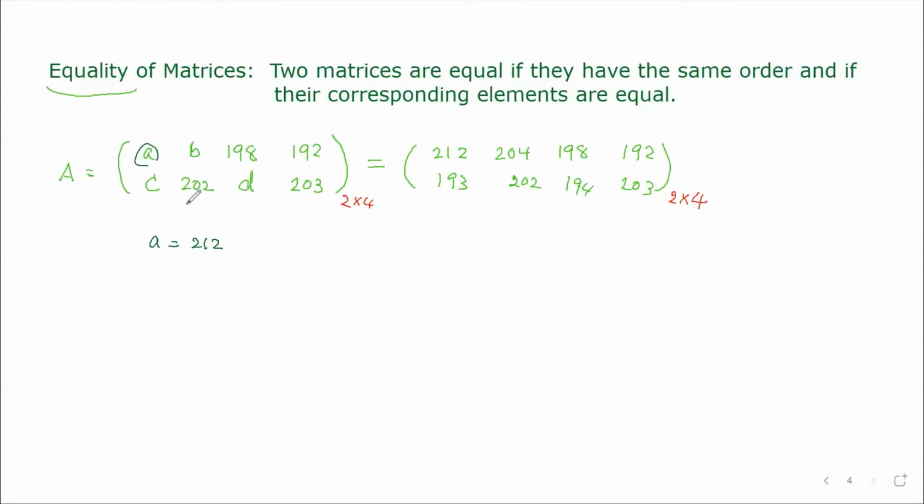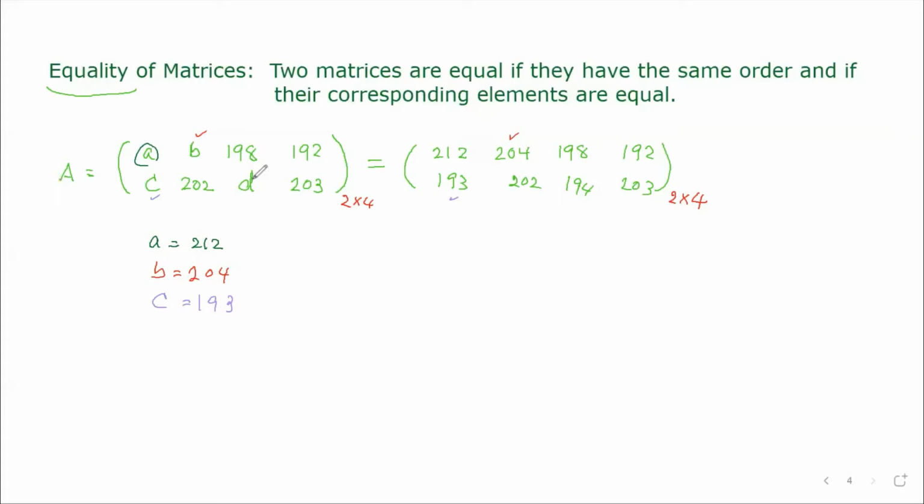Then we can say A equals 212. That is the secondary school section 1 for the boys, so 212. And then B equals this one, 204. At the same time, C is in the same position here: second row, first column. So C equals 193.